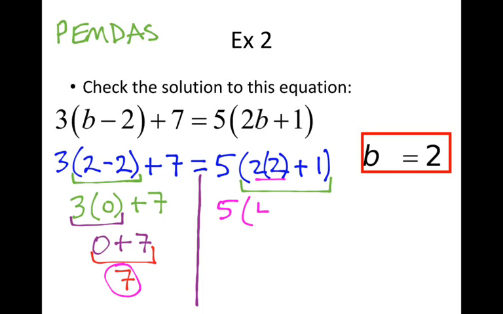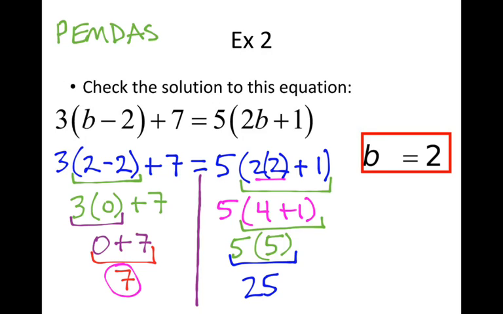So we've got 5 and then 4 plus 1 in parentheses. We still need to do what's in the parentheses. So 4 plus 1 is 5. I'm going to keep that in parentheses and put the 5 out front. And then 5 times 5 is 25. And so that's what we get when we simplify the right side.